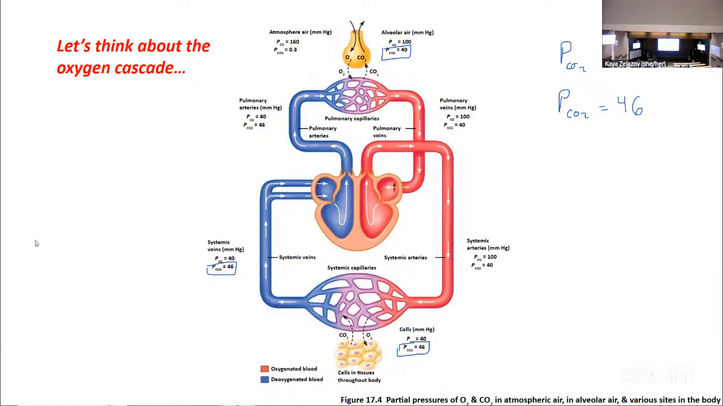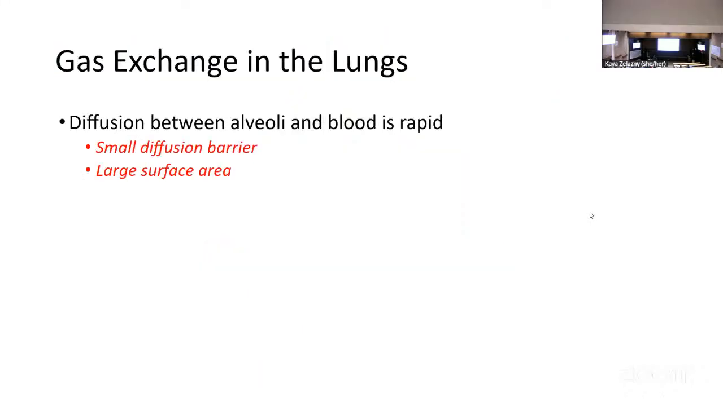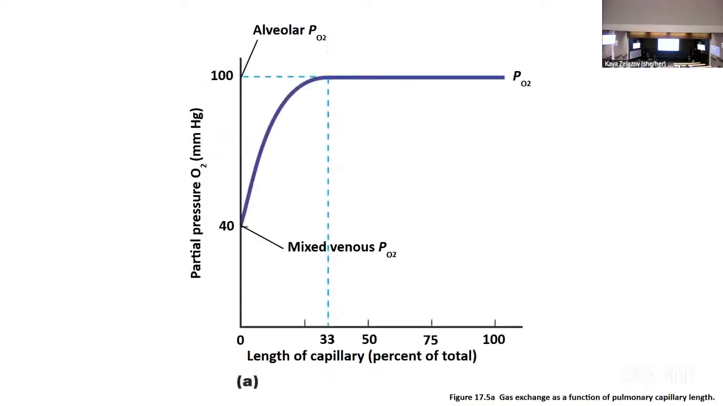So you do want to pay attention to those numbers, and they'll appear again. This diffusion between the alveoli and the blood is quite rapid. We talked about the barrier for this diffusion already: all we have to pass through are those type 1 alveolar cells, the basement membrane sandwiched between those type 1 alveolar cells and our capillary endothelial cells. Small barrier to diffusion, but lots of surface area from all those alveoli in the lungs. So this happens pretty quickly.